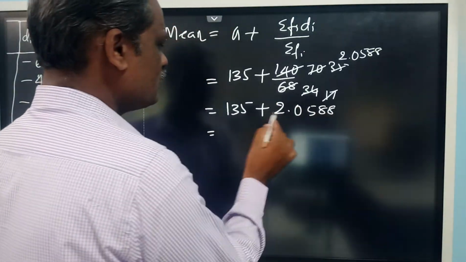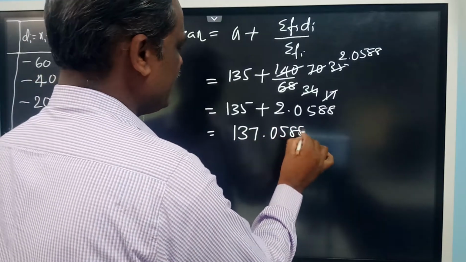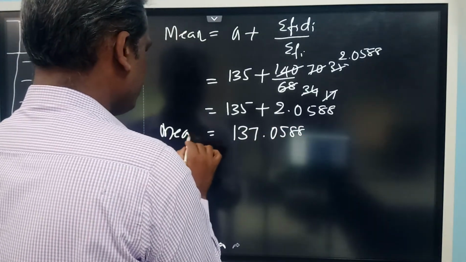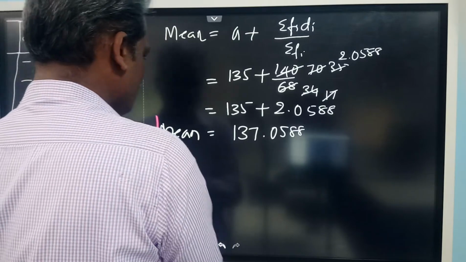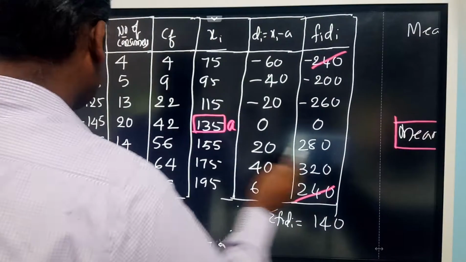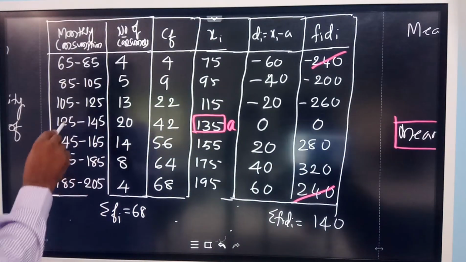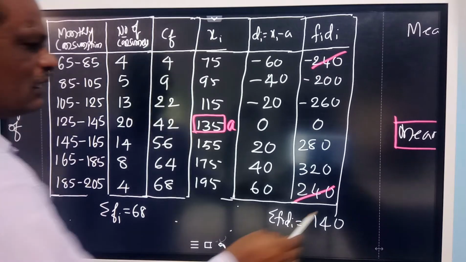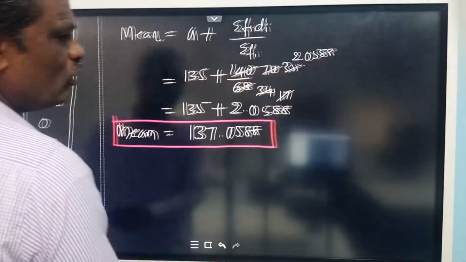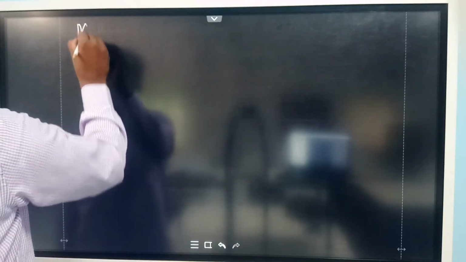2.0588. So it becomes 135 plus 2, 137.0588. So this is the mean value. So we calculated the mean value as 137.058. See, 137 lies here only, where we assumed, so there only approximately it is coming down. So now let us calculate the mode. After this, let us find out the mode value.